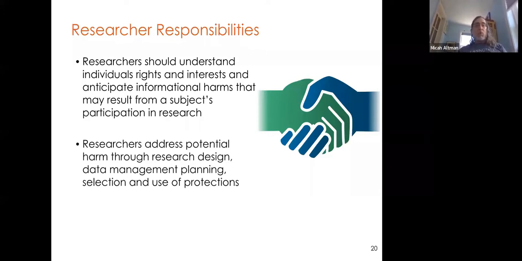And we'll address this through planning informational controls throughout the life cycle. So let's dive into some key concepts.